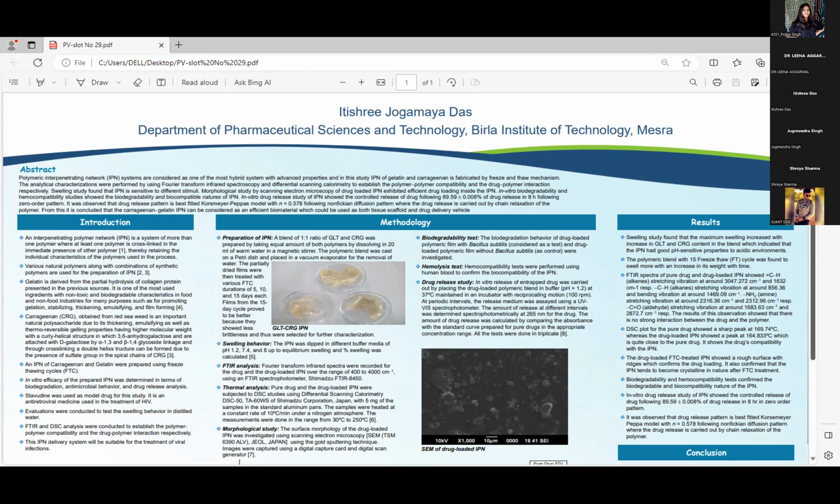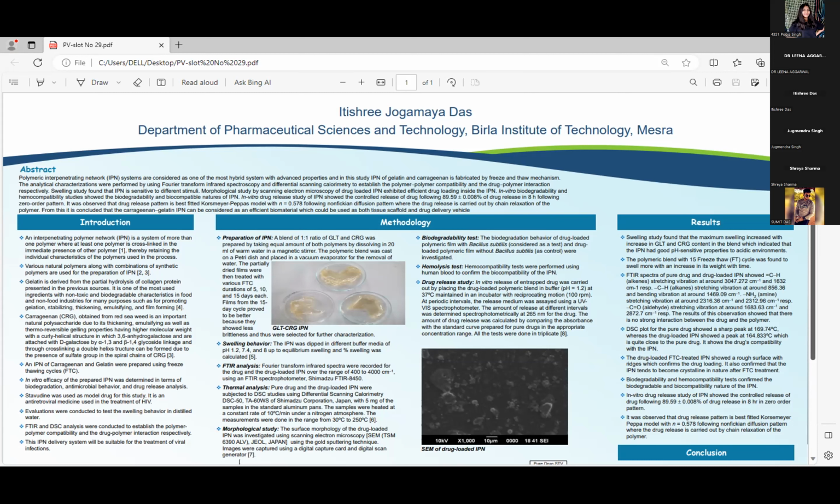So I have prepared the interpenetrating network of these two biocompatible polymers via freeze and thaw cycle, and went for characterization studies like swelling test, FTIR, DSC, in vitro biodegradability test, biocompatibility test, along with the drug release study. So basically, my focus is on the drug release behavior, meaning release of drug from the interpenetrating network. I have taken a model drug, stavudine, which is used for HIV.